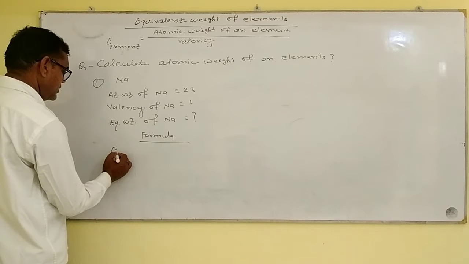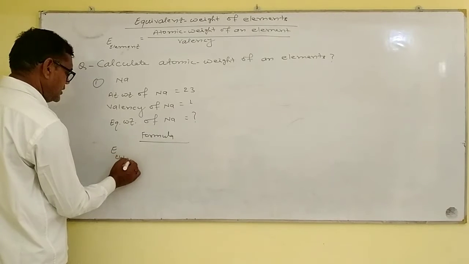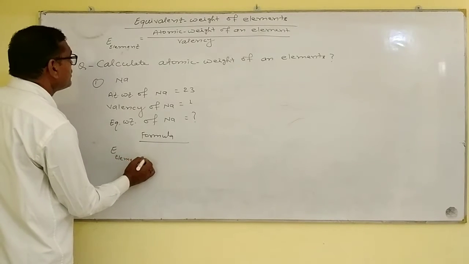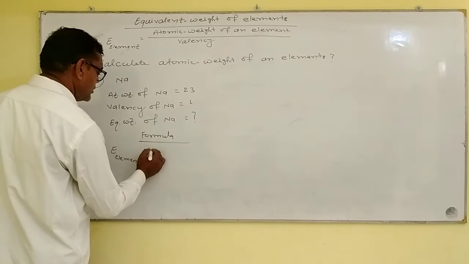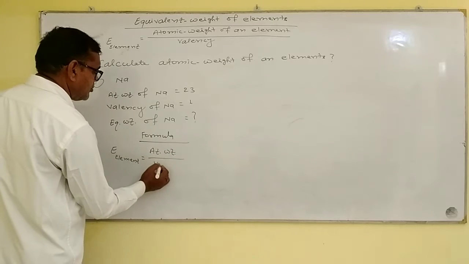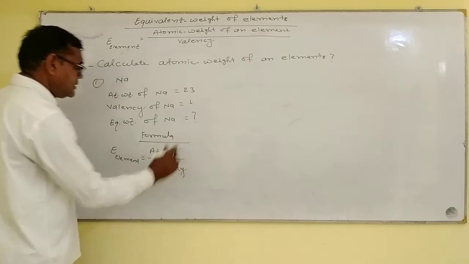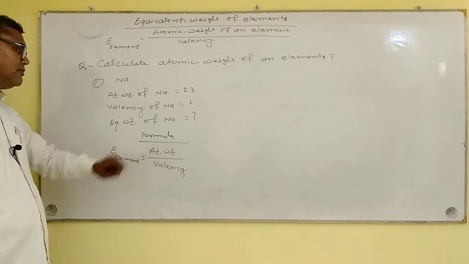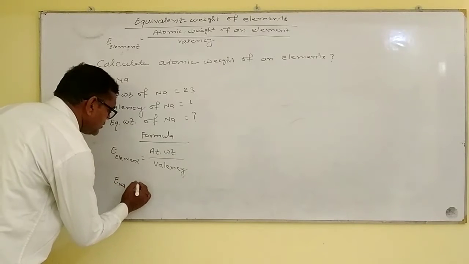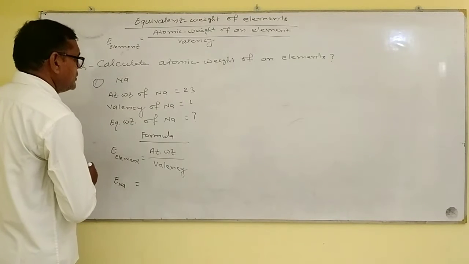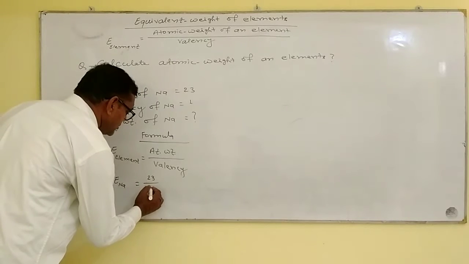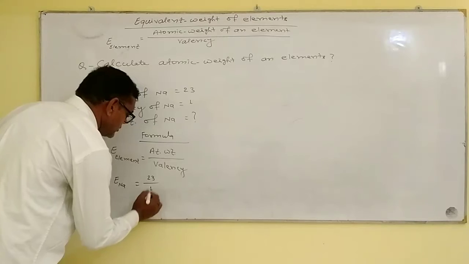E of element is equal to atomic weight upon valency. We write atomic weight in short. Here we write E of sodium is equal to atomic weight of sodium, which is 23, upon valency of sodium, which is 1, is equal to 23.